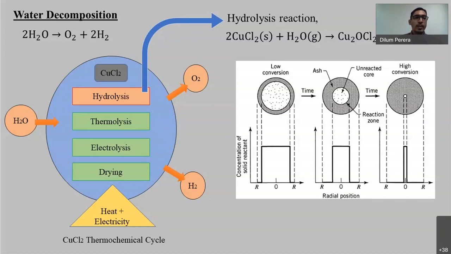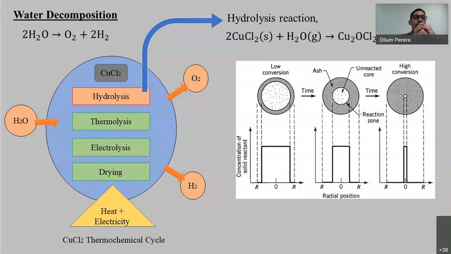Now, hydrolysis reaction is the most important reaction within the thermochemical cycle. In this hydrolysis reaction, we will have solid copper chloride and gaseous steam reacting. When this solid copper chloride starts to react, it will go under the shrinking core model, which means the outer surface of these particles first start to react, and then the reaction zone gradually goes inwards to the core. So after some time, there will be unreacted core, and that will be covered by a product layer.